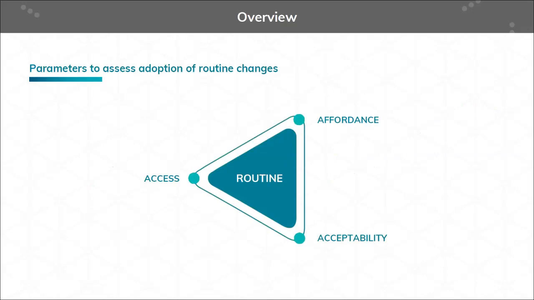One more critical thing that needs to be understood is the parameters that will help us assess the adoption of routine changes, as these parameters will guide us in the research process. Access, affordance, and acceptability are seen as parameters based on the assumption that routine change among users is an effect of the platform being accessible, affordable, and acceptable for users.